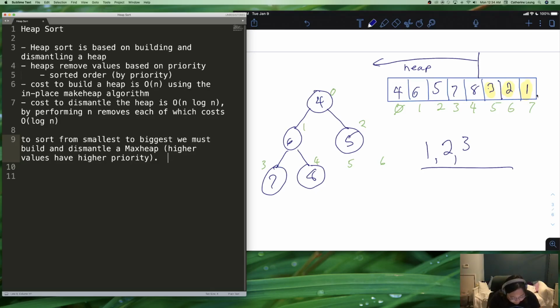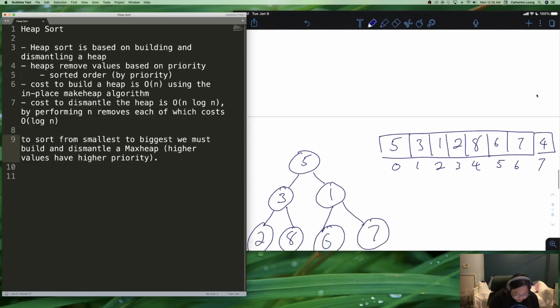So to avoid this problem, what do we do? Build a max heap instead, not a min heap. Okay, so that's sort of the key. Build a max heap, not a min heap, and you will have this.